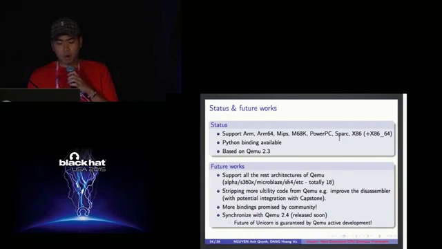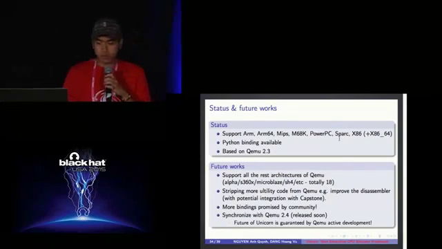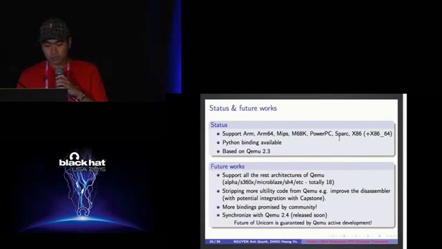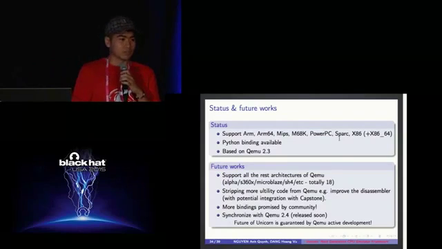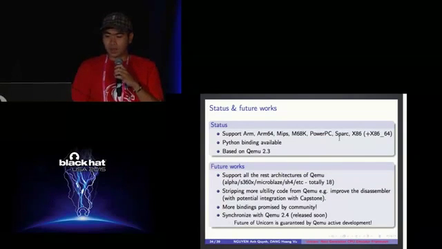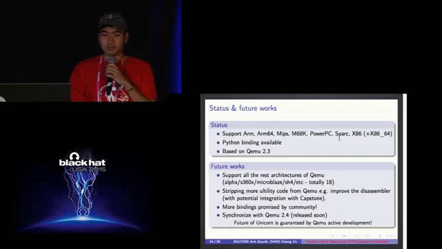We want to strip out more utility code from QEMU. For example, we want to improve their assembler. Maybe there's some integration with Capstone for the architectures that they support. We want more bindings. This is promised by the community, which is the same way as Capstone. We want to synchronize with 2.4 when it's released. And the point is that the future of Unicorn is guaranteed because people are still working on QEMU.